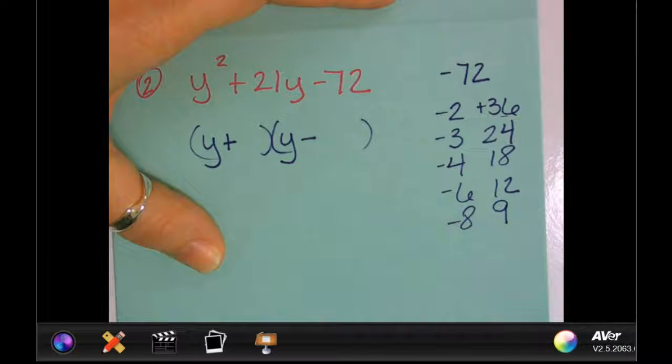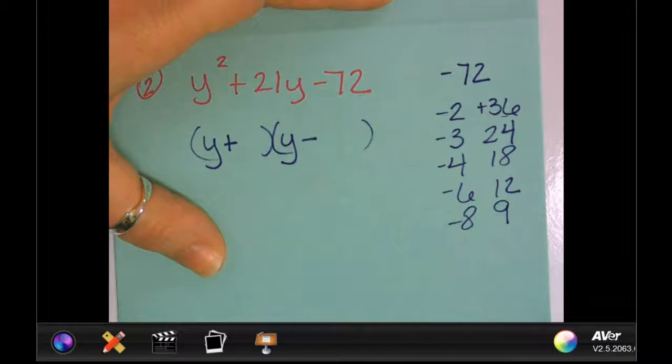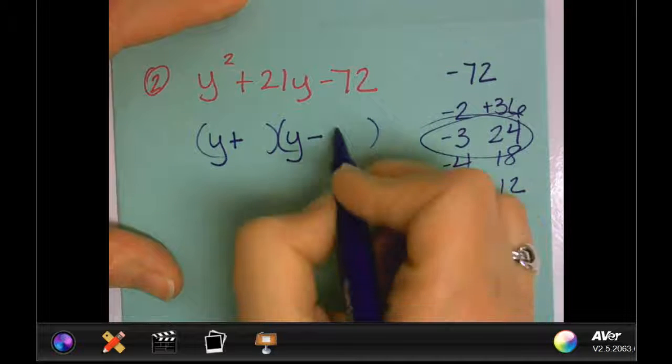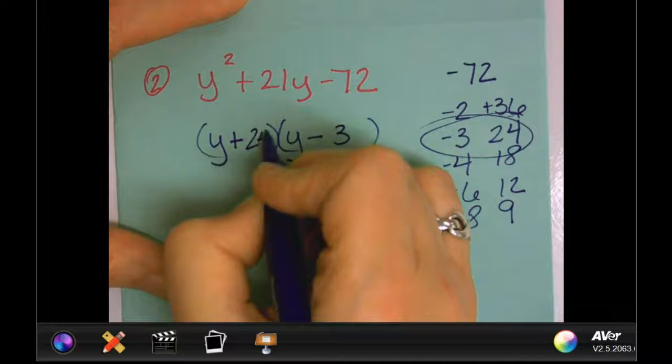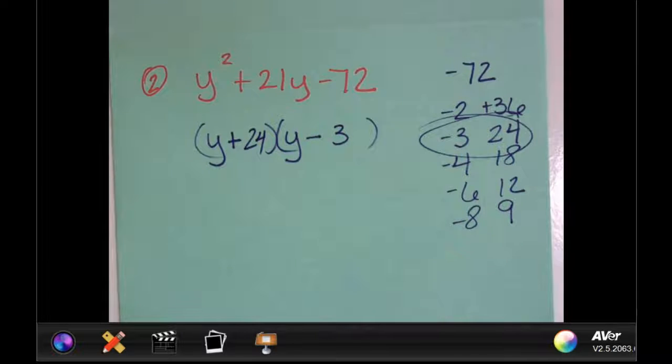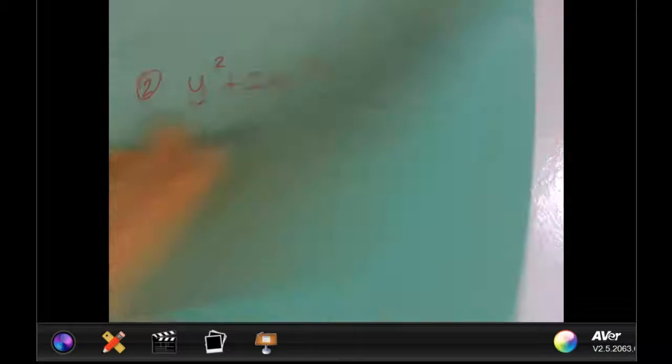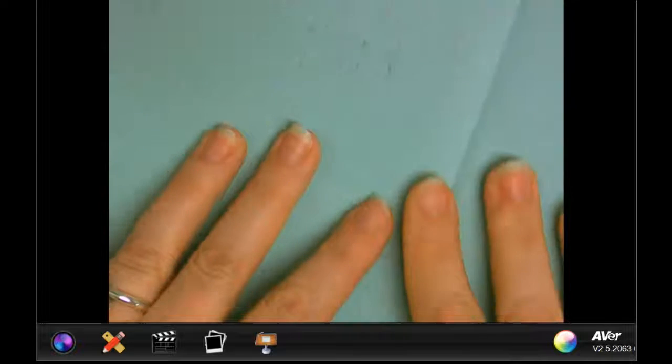And instead of just sitting there and all you can think of is 8 times 9 and 2 times 36, go through them all methodically, right? So we know that this one right here is what we're going to use. So that's negative 3 and a positive 24. Okay, everybody okay with that?